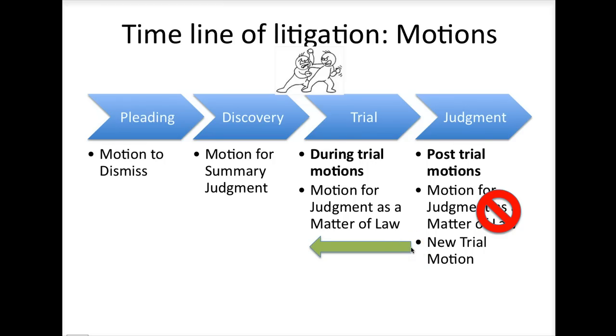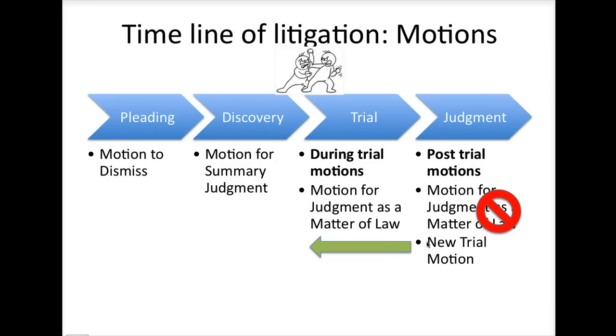A new trial can also be granted if the size of the verdict, the amount of money awarded, appears to be the product of passion and prejudice. So, for instance, if the jury awarded this plaintiff $50 million for a broken nose, the court might well grant a motion for new trial and have a new jury evaluate the value of plaintiff's claim.